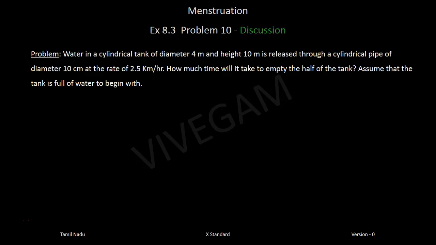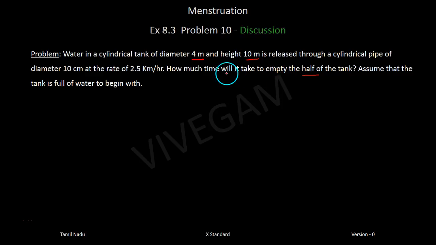Okay, so let's mark it. It looks a little difficult. Let's break it down as usual and make it simple. So let's talk about the tank. The tank is 4 meters in diameter, height is 10 meters. Watch out, it is diameter and not radius, so you will have to convert it into radius. This is the diameter of the tank and it needs to be emptied by half.